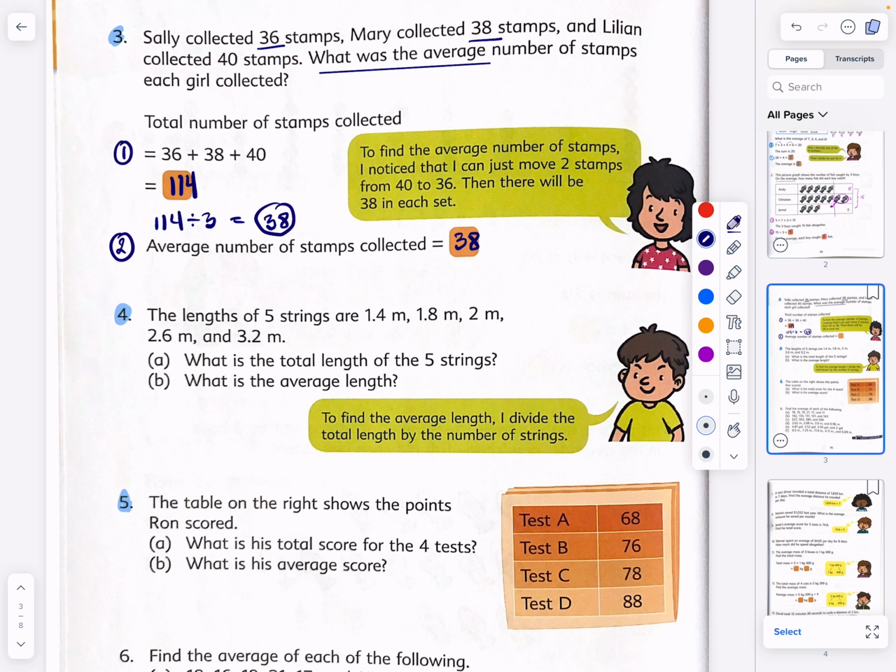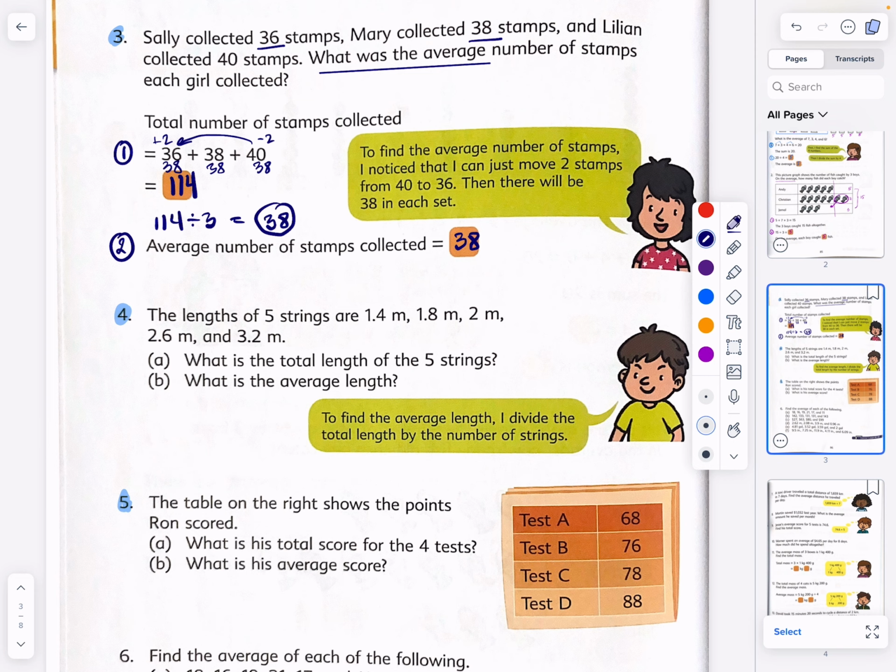38 stamps per person. It's as if 2 stamps minus 2 here plus 2 here, and we would get 38, 38, and 38. Again, it's like a visual way of attempting average. And of course, there is an arithmetic way, which is much, much easier. Add up all the numbers, split them equally by the number of numbers.